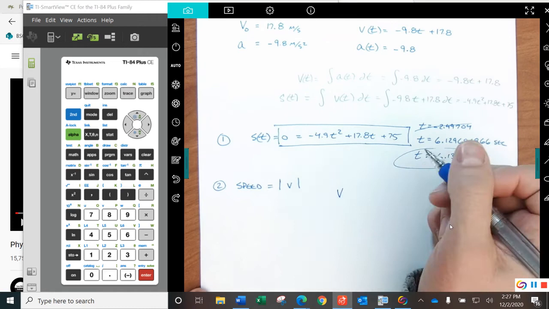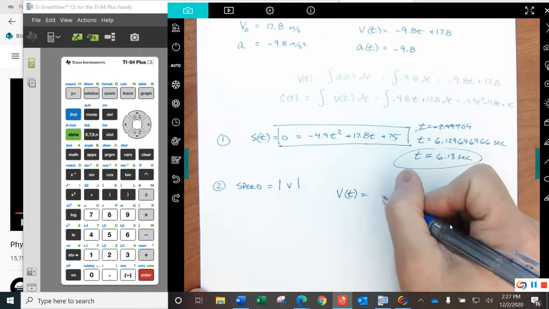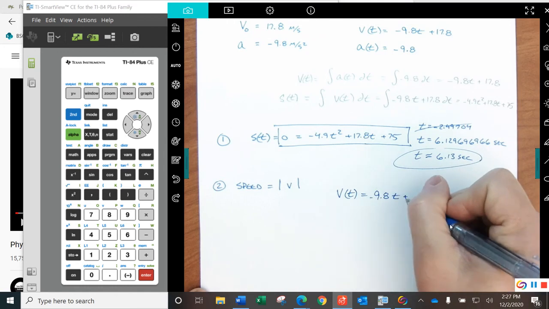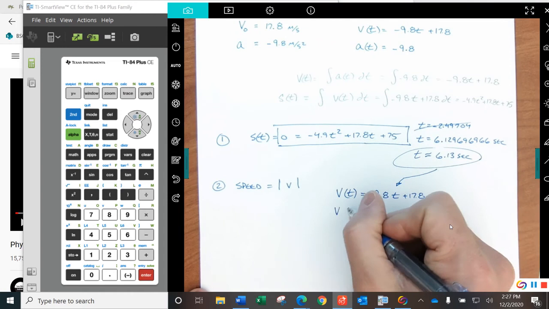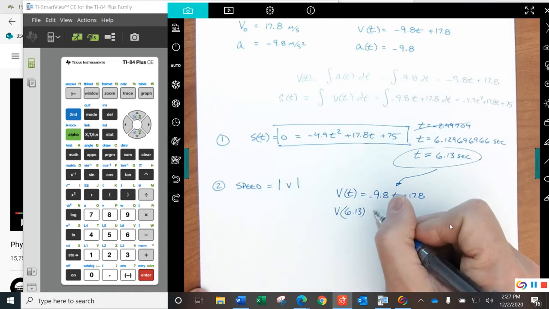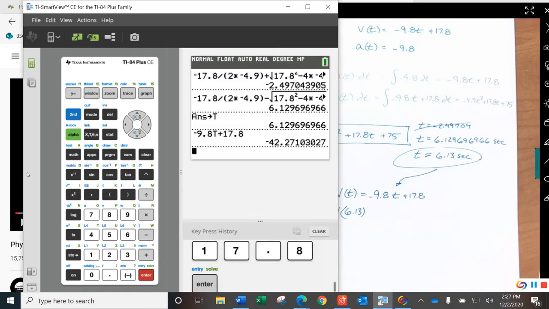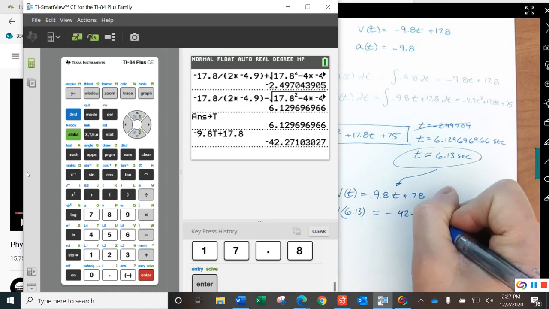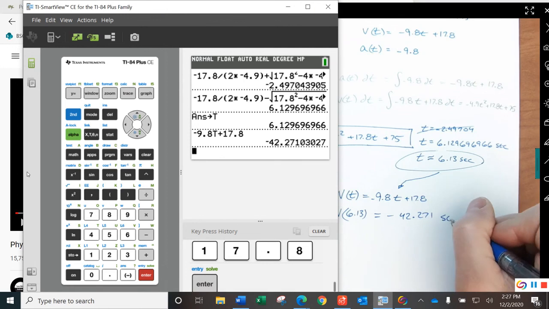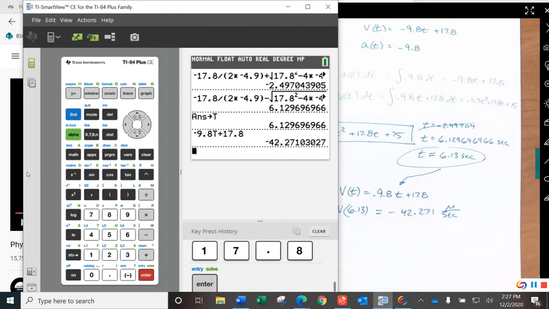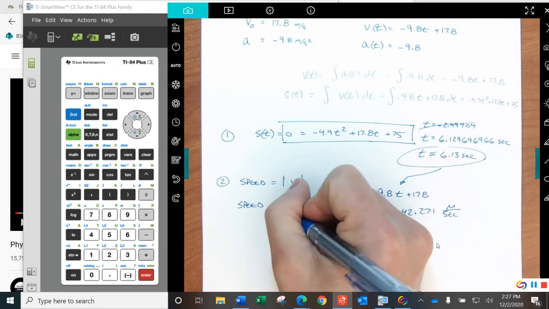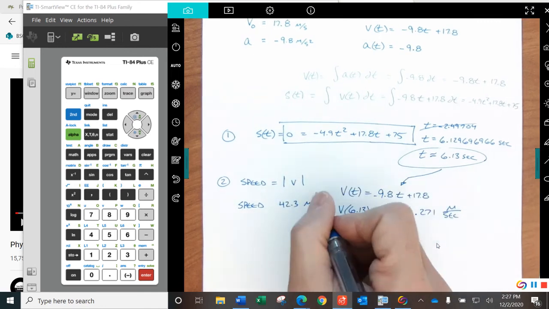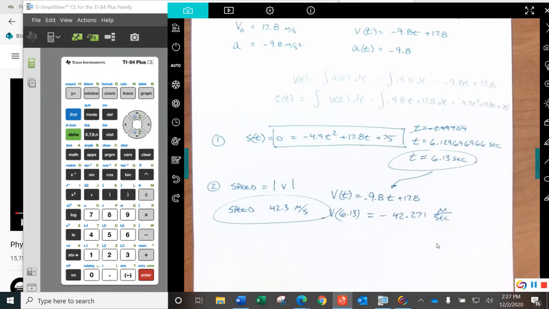So v of that t that we had stored, negative 9.8 t plus 17.8, when we put that t value in, we ended up with v of 6.13 is about negative 42.271, and that's in meters per second, velocity in meters per second. So as we make a note on the speed, we'll just take the absolute value of that, and we'll say the speed then is about 42.3 meters per second, like this. There we go. Gosh, this calculus makes it pretty smooth.